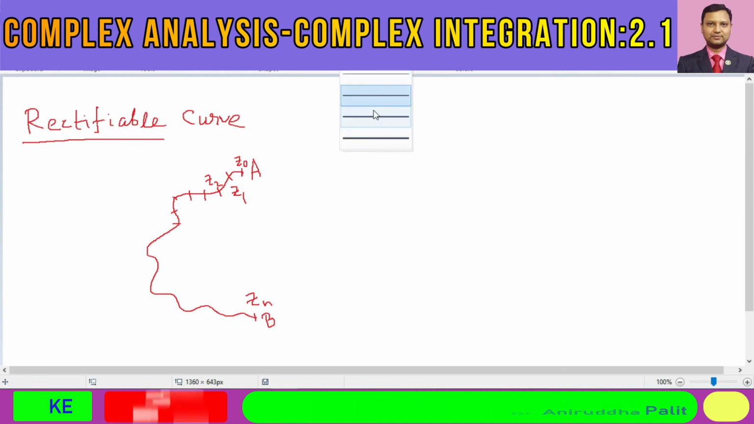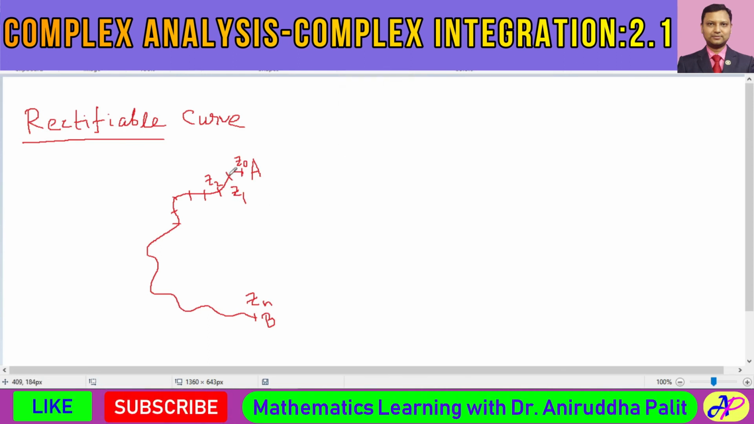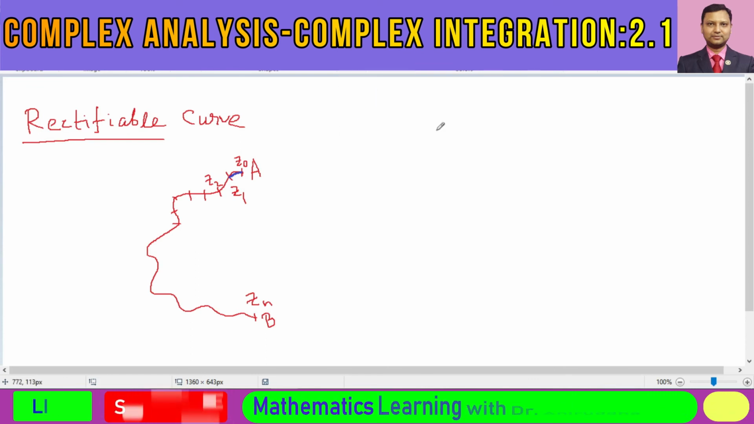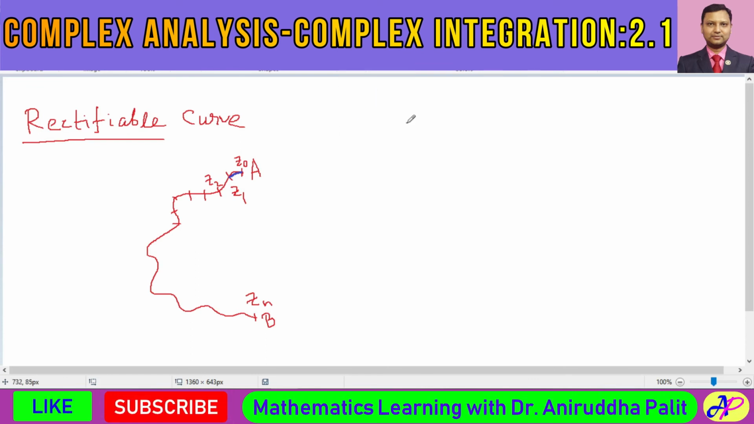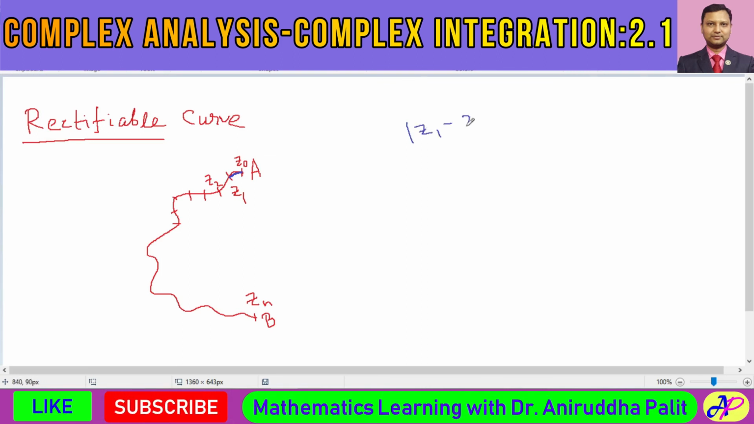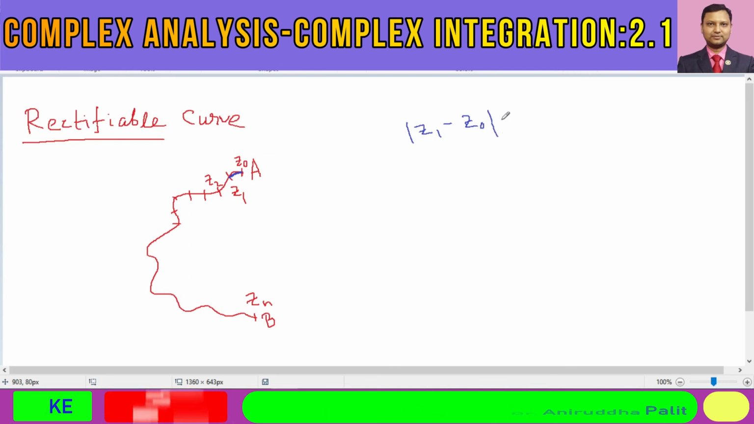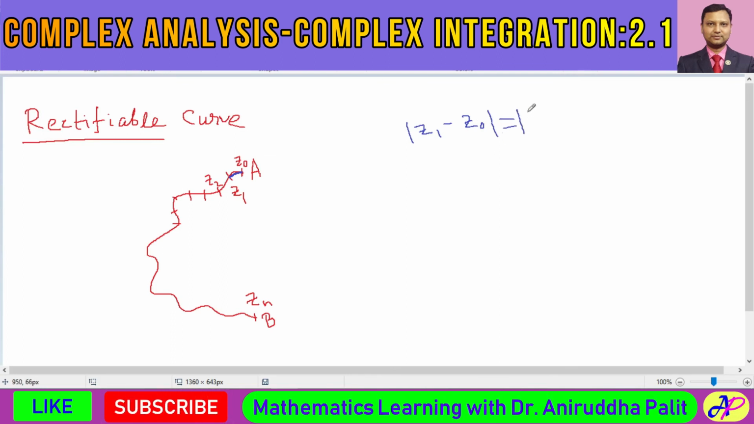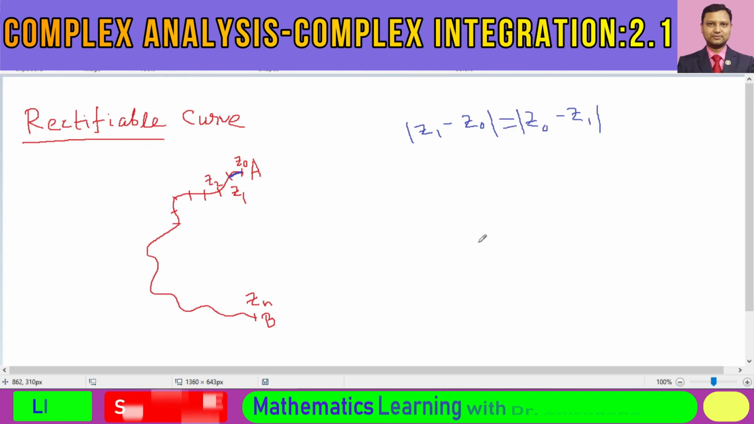And let me change this one. Suppose this is the length in between z0 and z1. Then how to write the length in between z0 and z1? We can simply say modulus of z1 minus z0, or you can also write it as modulus of z0 minus z1. It doesn't matter. So that would be the length in between the point z0 and z1.